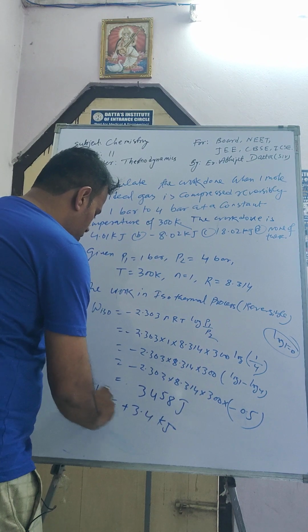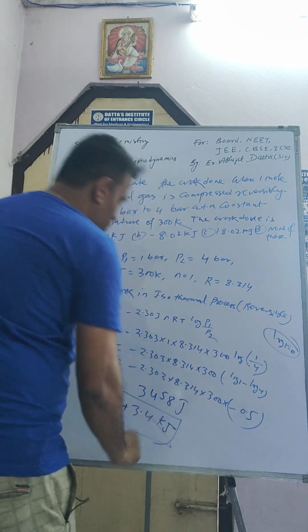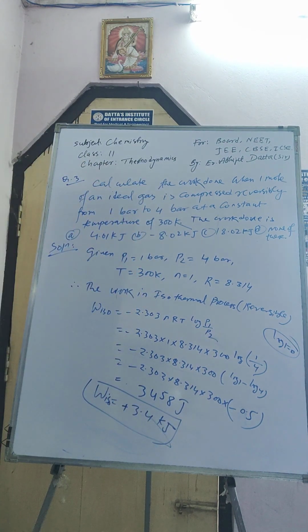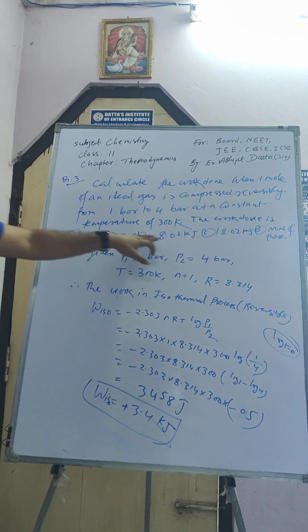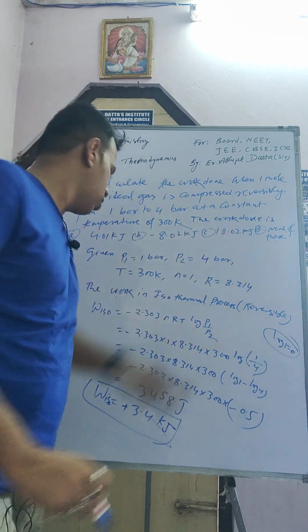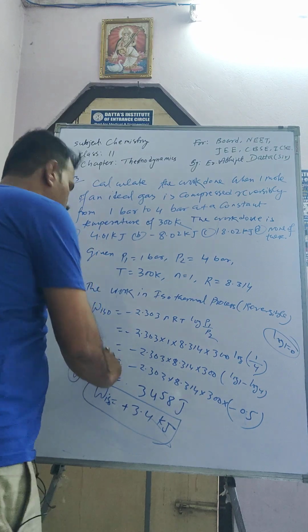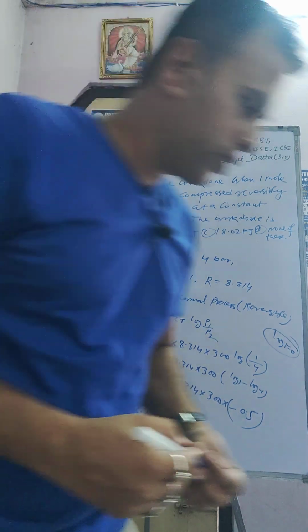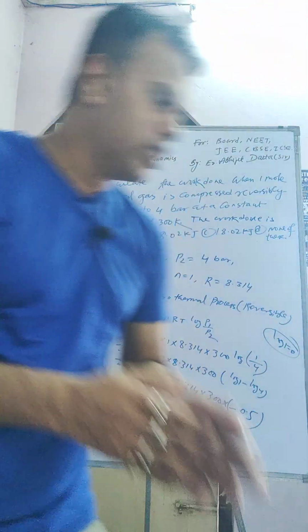So W is equal to this one. So which option is correct here? This is not correct, this is also not correct, and this one is not correct. So option D is the correct answer. So option D is the correct answer here. Okay. Option D is the correct answer.